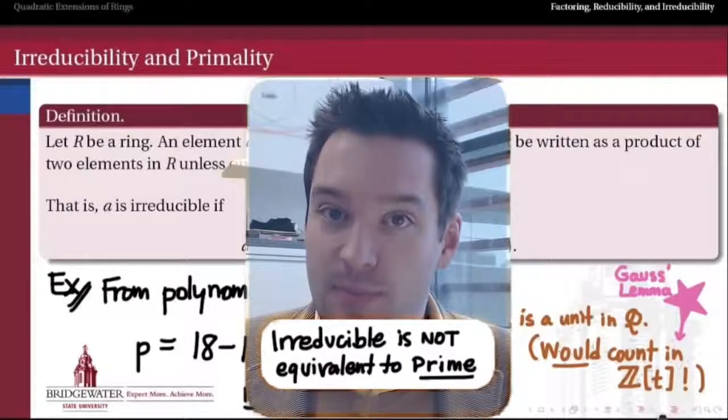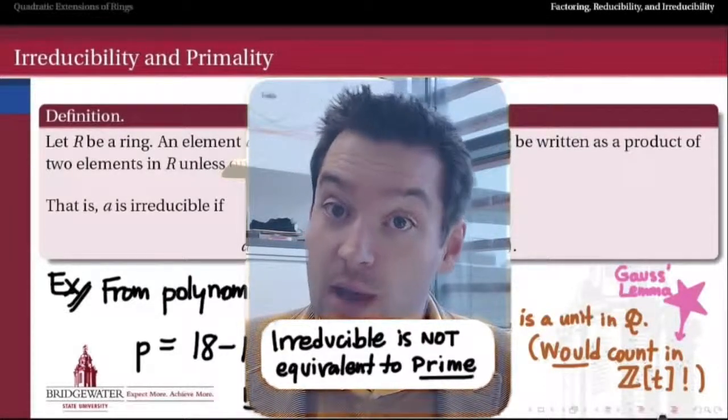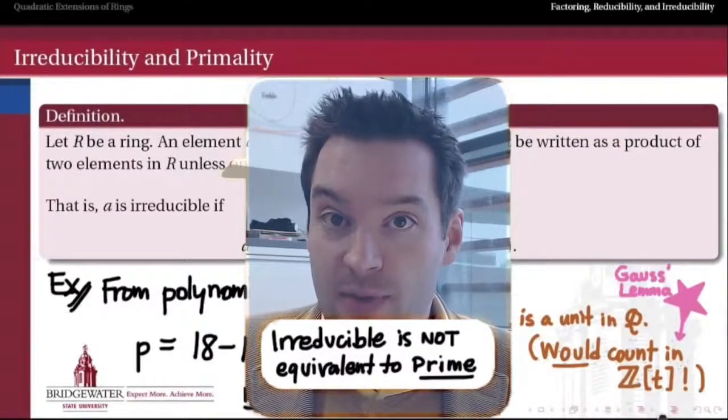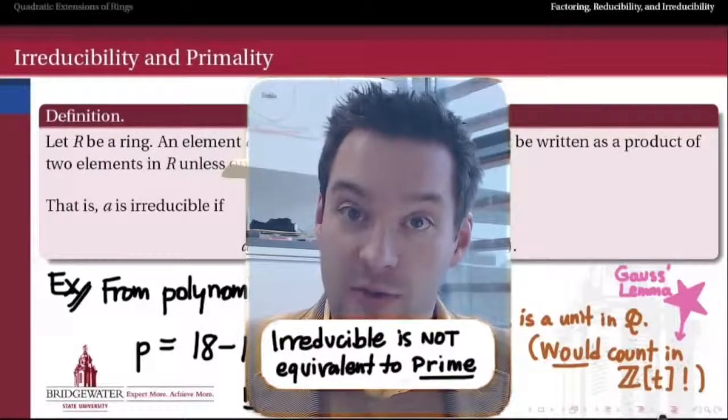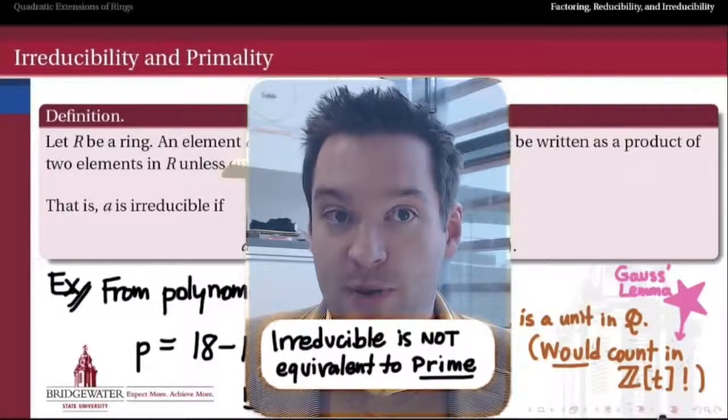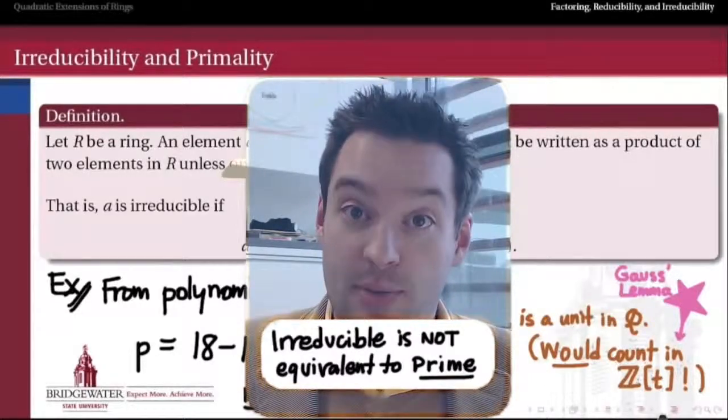We haven't actually seen a more general definition of what it means to be prime. But in order to define what it means to be prime, we actually use a little bit more ring theory and define what it means for an ideal to be prime. And a number then is prime if the ideal that it generates is a prime ideal.